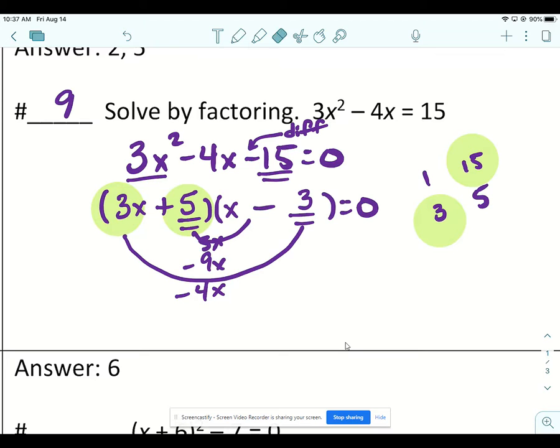All right, so now I want to find my solutions. So I would set each of those equal to 0 and solve for x. But this time, I'm just going to do it in my head. So for 3x plus 5, I'm going to do the opposite of the plus 5, which will be negative 5, and divide by the 3. All right, and then for x minus 3, I'm going to do the opposite of the minus 3, which will be positive 3. And that is it.